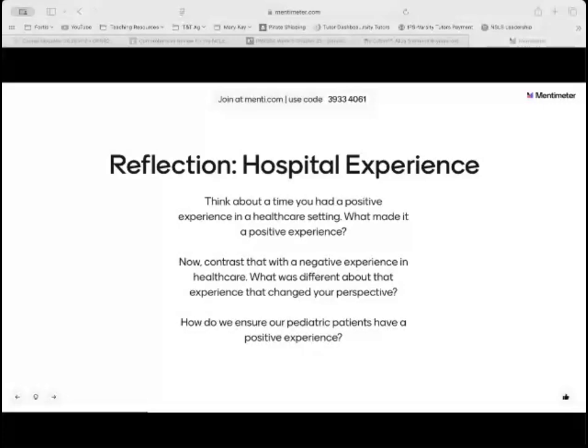Let's move on to probably what comes to mind a little bit easier, those negative experiences. So think about a time that you had a negative experience with healthcare, and what was different about that experience that changed your perception?